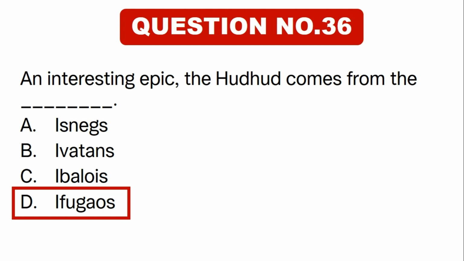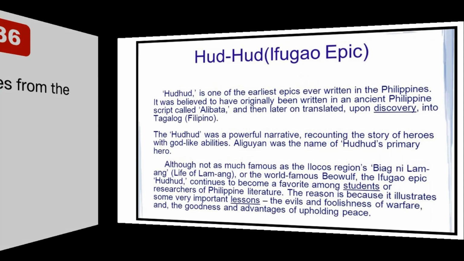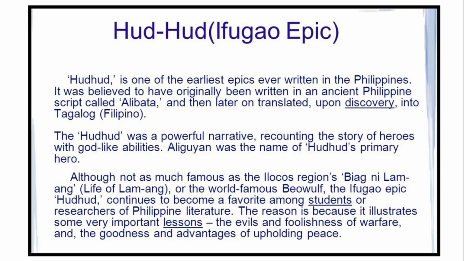The Ifugaos. Hudhud Hialiguyon is a famous epic of the Ifugaos in northern Luzon. Hudhud is one of the earliest epics ever written in the Philippines. It was believed to have originally been written in an ancient Philippine script called Alibata, and then later on translated upon discovery into Tagalog or Filipino. The Hudhud was a powerful narrative recounting the story of heroes with godlike abilities. Aliguyon was the name of Hudhud's primary hero.